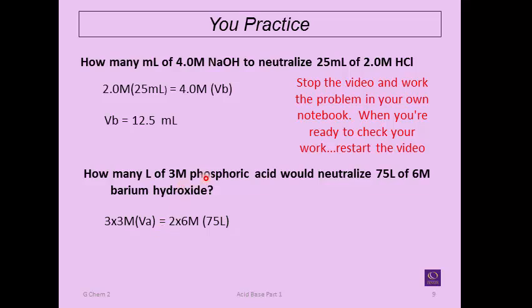Now you can set this one up the same way, except in this case it's phosphoric acid. And if you look at the formula for phosphoric acid, it's H3PO4. So there's actually 3 protons in every mole of phosphoric acid. And by the same token, barium hydroxide has 2 hydroxides. So consequently, that 2 goes into this formula, and the 3 from the phosphoric acid goes into this formula. Plug and chug, and you end up with 100 liters. And once again, I entered liters. When I solved and collected terms, I'm left with liters, and that's correct for this problem.